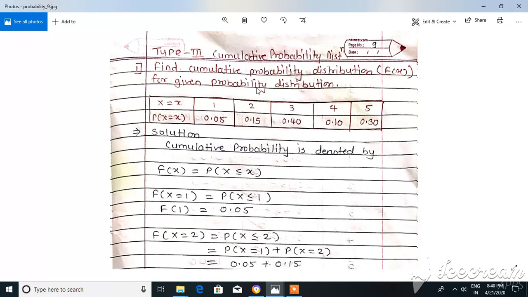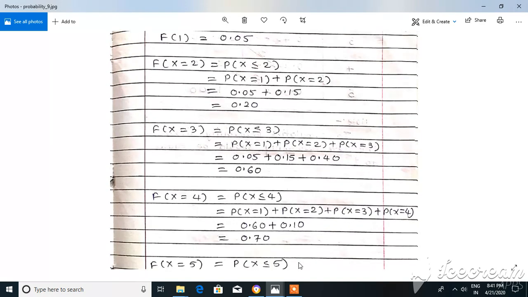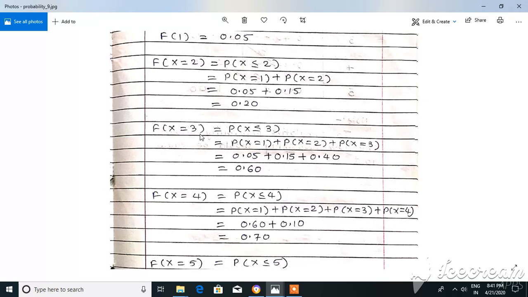In the above problem, what do you observe? Probability of X less than or equal to 2. So less than or equal to 2, there are two probabilities. So summation of both gives me probability of X less than or equal to 2. So here I wrote it as probability of X less than or equal to 2 equal to probability of X equal to 1 plus probability of X equal to 2. But what is probability of X equal to 1? 0.05. And what will be probability of X equal to 2? It is 0.15. Right?